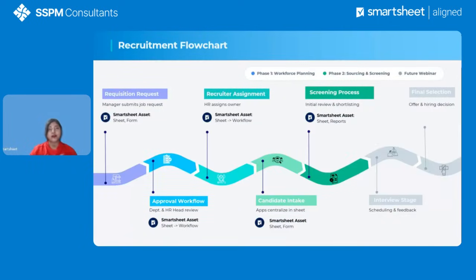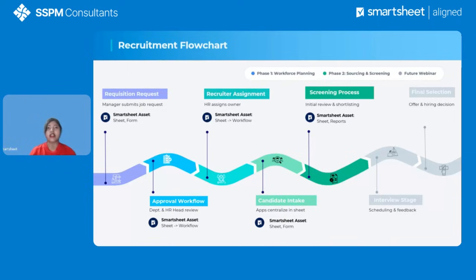Now that we have seen the full recruitment flow, let's zoom into what we are covering today. We are focusing on the first two phases. Phase 1, workflows planning and requisition. Phase 2, sourcing, application, and initial screening. If you look at the flow here, everything starts with a structured requisition and it then moves into the approval workflows, which then helps us with the recruiter assignment, and then it finally moves into candidate intake and it ends with the screening process. So this is not just a process, it's a connected pipeline.